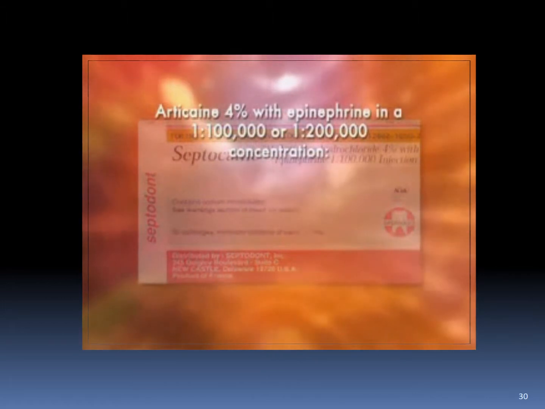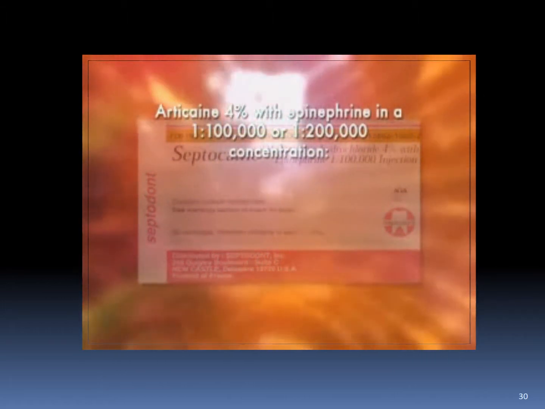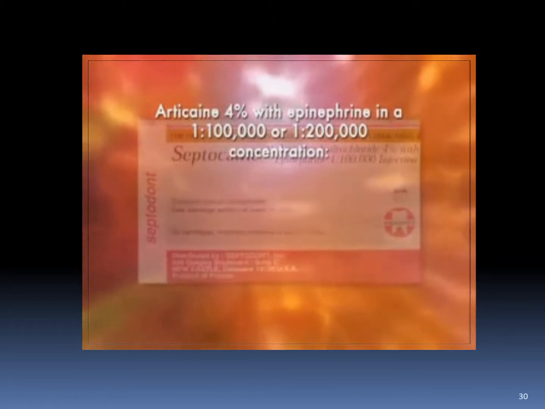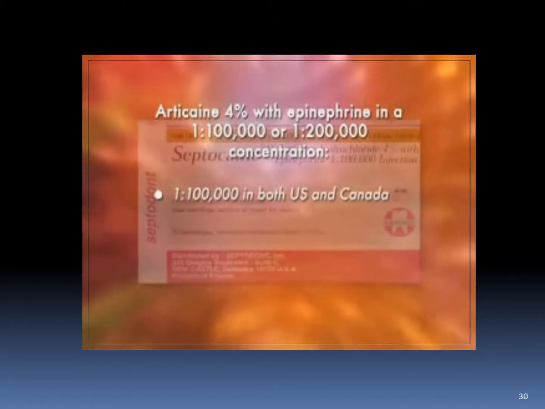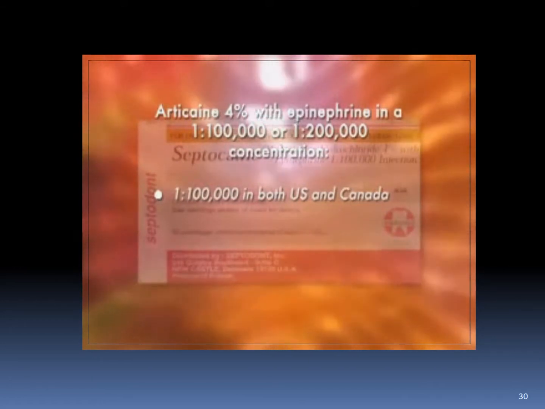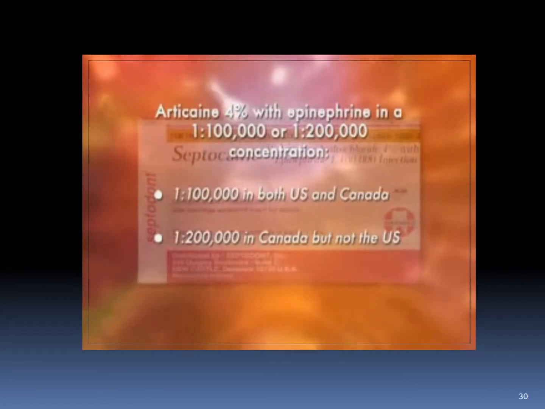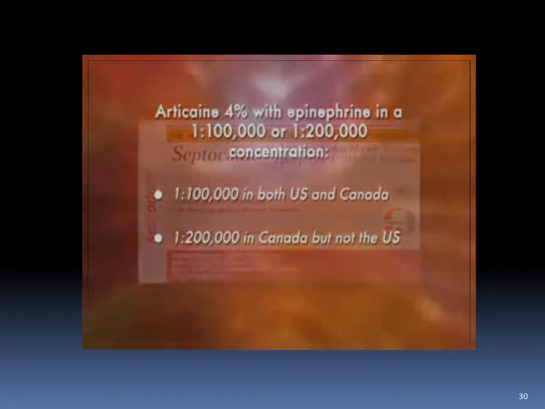Articaine is a 4% local anesthetic containing epinephrine in either a 1 to 100,000 or 1 in 200,000 concentration. The 1 to 100,000 concentration is available both in Canada and the United States. At this time, Articaine in a 1 in 200,000 concentration is not available in the United States. Articaine has an onset of anesthesia of approximately 2 to 3 minutes and a duration of pulpal anesthesia lasting for approximately 1 hour, soft tissue anesthesia for approximately 3 to 5 hours.